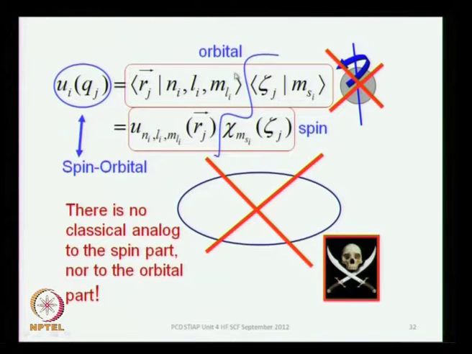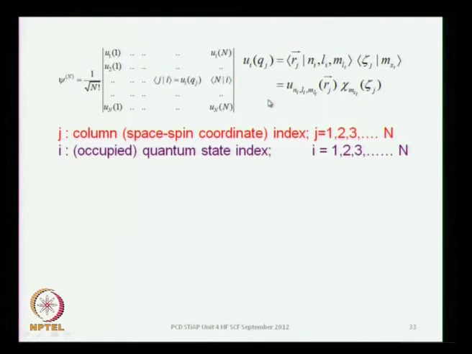So, you have got an orbital part which is the coordinate representation of the quantum state vector, and this is the representation of the spin state vector in the spin space. So, you have got the spin part and the orbital part, and together they constitute the spin orbital. The subscript i represents the quantum state, so it represents a set of 4 quantum numbers, and the argument q represents the space as well as the spin coordinate. Now, that is a notation we have.